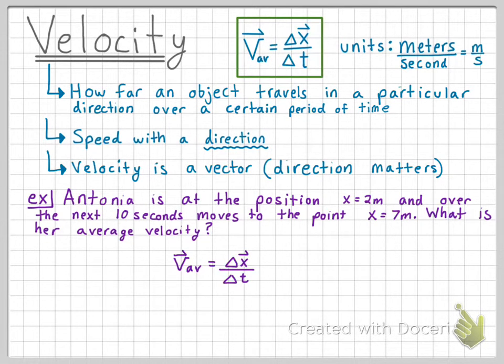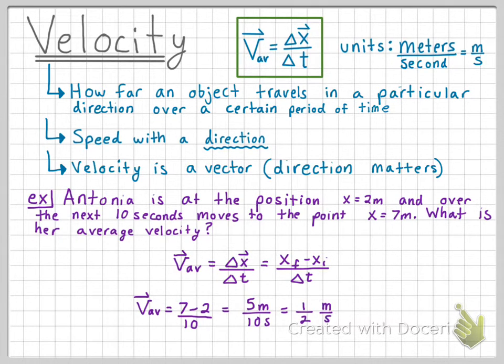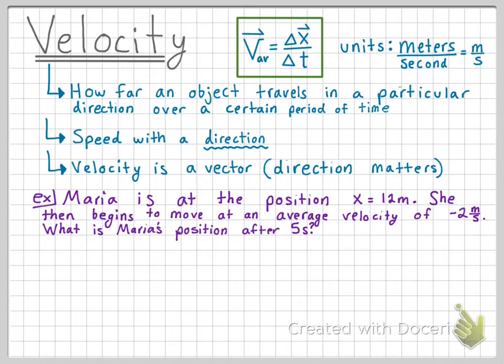Our average velocity equation is as shown, and we can expand this displacement portion of the equation, and we find that the average velocity is equal to the final position minus the initial position divided by time. Antonia's final position was 7 meters, her initial position was 2 meters, and it took Antonia 10 seconds to travel this distance. We can then simplify this equation with our math skills, and we find that the average velocity is 0.5 meters per second. Let's do another example.